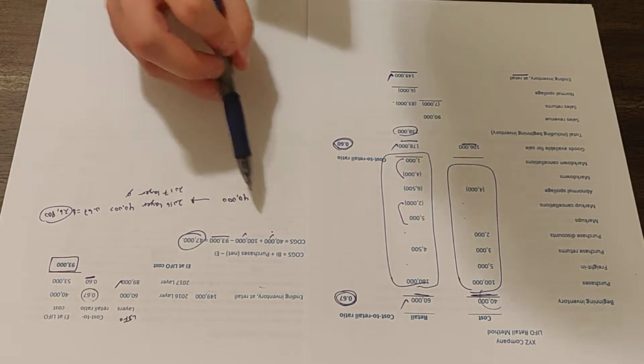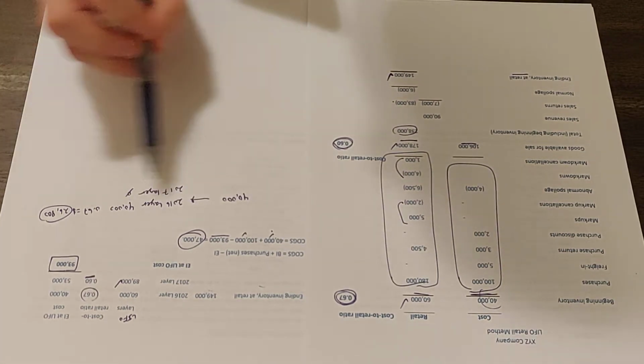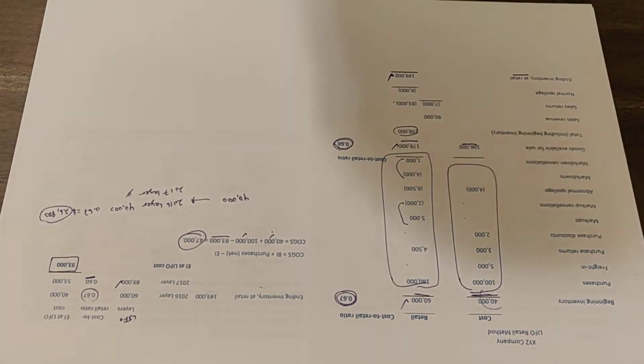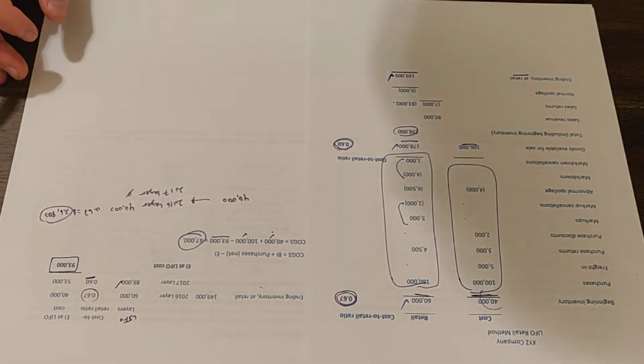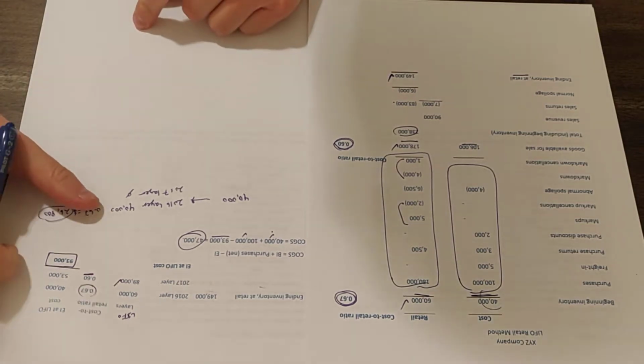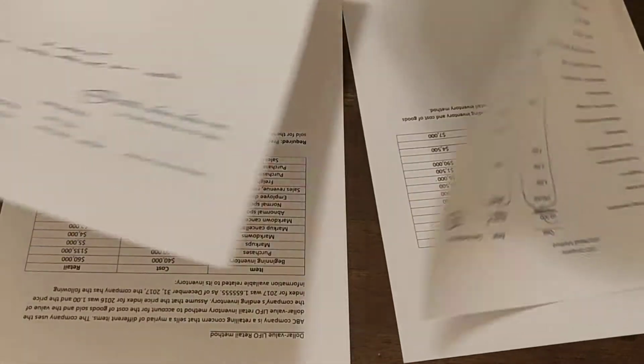If it's lower, such as 40,000, we just eat into the previous layer, and we don't have a next layer. Okay, this idea of layers is also discussed in other videos that we've gone over before as well. So that's basically the end of the LIFO retail method.